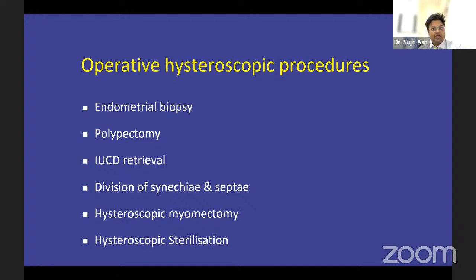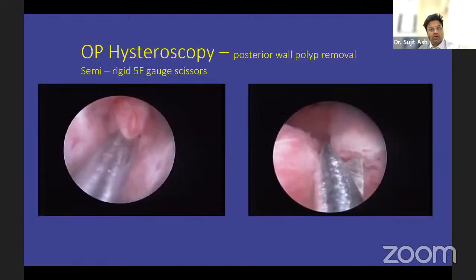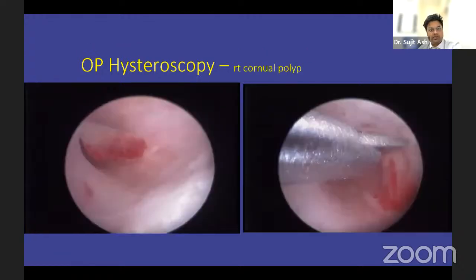So what are the operative procedures that we'll be doing? We either do endometrial biopsy, we do a polypectomy, lost IUDs can be retrieved. If there are any synechiae or adhesions which are found, we separate that. Myomectomy can be done, and hysteroscopic sterilization is also possible. So again, in this picture, you see a small polyp at the posterior wall, which is removed with a scissor. And in this, you can clearly see the polyp on the right corner, which is being cut by the scissor. So this is a polyp.